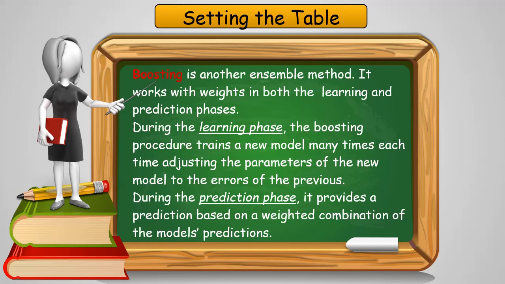Boosting is another ensemble method, and it works with weights, but unlike the random forest decision tree, these weights occur in both phases. During the learning phase, the boosting procedure tries to train each new model by adjusting parameters for that model to handle the errors that have been passed through from the prior model. And then during the prediction phase, it provides a prediction based on the weighted combination of the models. So let's take a look at this in a little more detail.